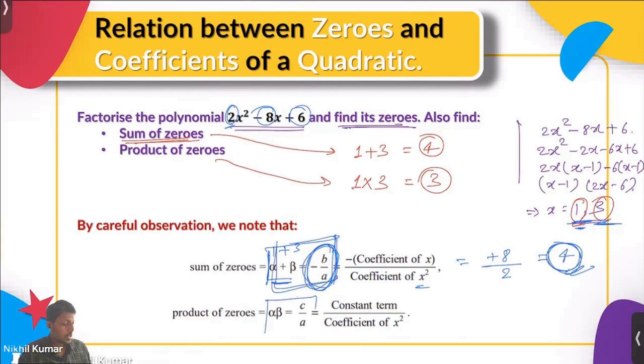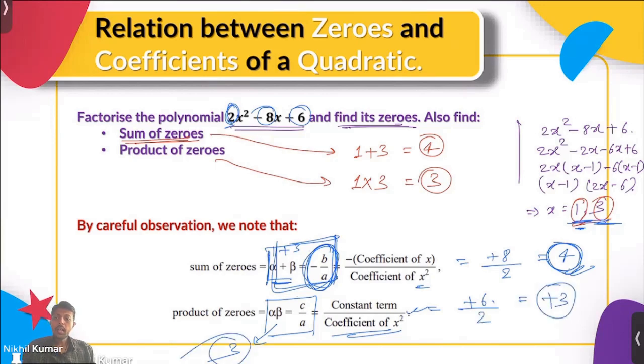Similarly, the product of alpha and beta will come out to be equal to c upon a. You can cross check that. Product was 3, and what is the value of c upon a? The constant term, which is plus 6, divided by the coefficient of x square, which is 2. That is plus 3. So see, same. So yes, there is a relation between the zeros and the coefficients of a quadratic polynomial also. There is a very similar relation for a cubic polynomial also, for a quartic polynomial also, for a quintic polynomial also. We are going to look at that, okay?